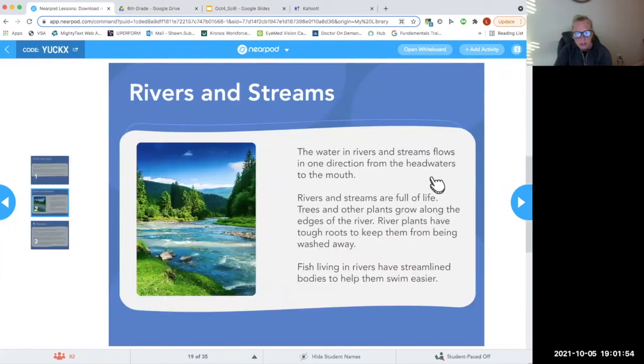Water in rivers and streams flows in one direction and heads towards the mouth of a river. Rivers and streams are full of life. Trees and other plants grow along the edges. A lot of times you won't see anything small growing in the middle because the current won't allow those roots to get settled.